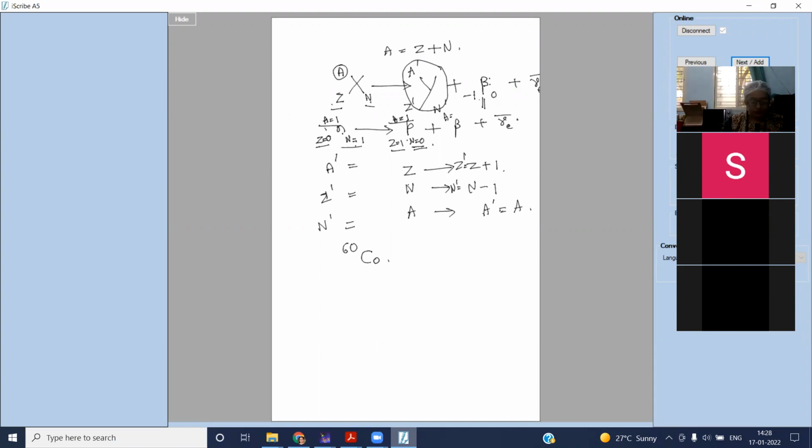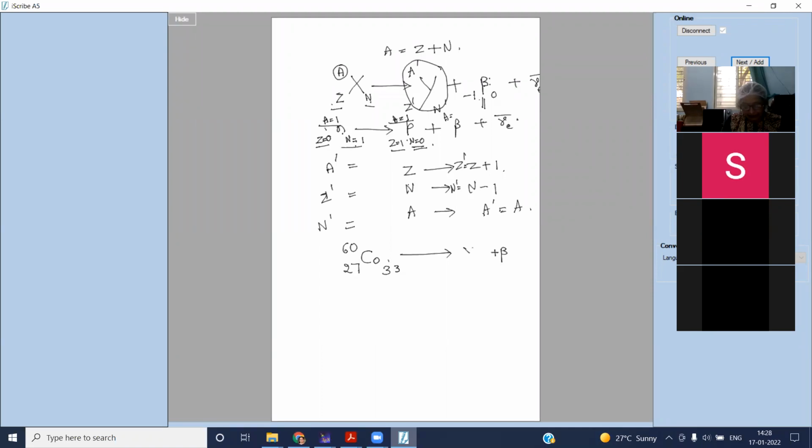You can check it using your Google or your mobile, whatever. Atomic number of cobalt 60: 27. Okay, I write 27. Neutron number, that is 60 minus 27, correct? 33. In beta decay, I find a beta particle, fine.